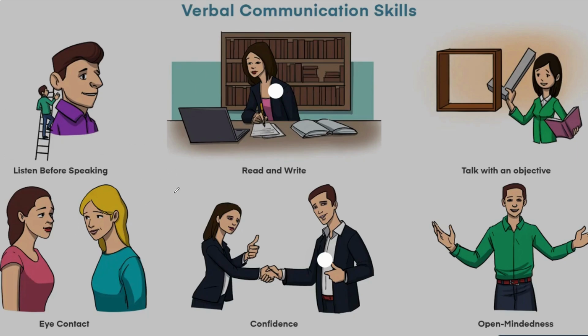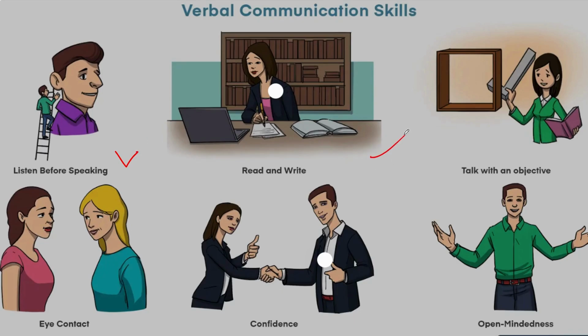As you can see on the screen, these are a few verbal communication skills. These skills are placed here to make you understand that before we speak to any other human being, there are a few etiquettes, and a few skills which each and every one of us should possess. First, you should listen before speaking. That means when the other human being is speaking to you, you should not immediately respond. You should just take a little pause, listen to him, and then you can respond.